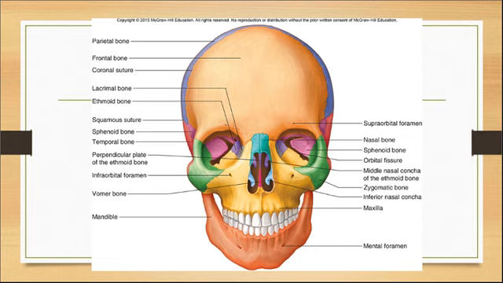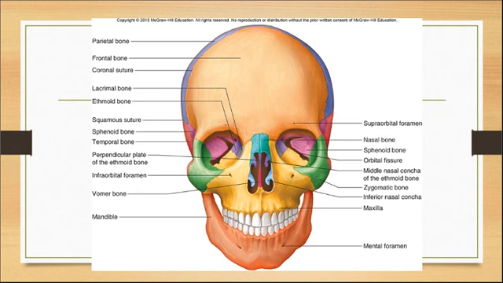The vomer bone makes up a portion of the nasal septum. The inferior nasal conchae, these are really fragile scroll-shaped bones, and they support mucous membranes in the nasal cavity. And last but not least, we have our mandible. That is our lower jawbone. It supports the lower teeth and includes the mandibular condyle, the coronoid process, and the alveolar arch.